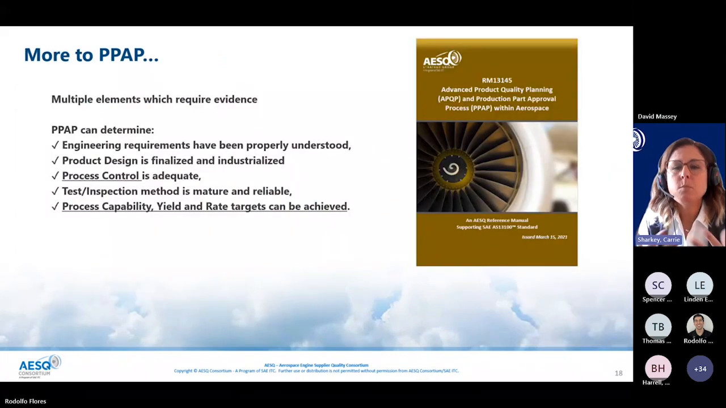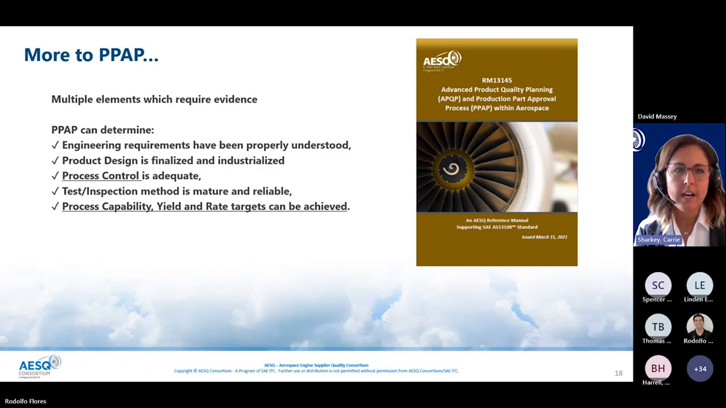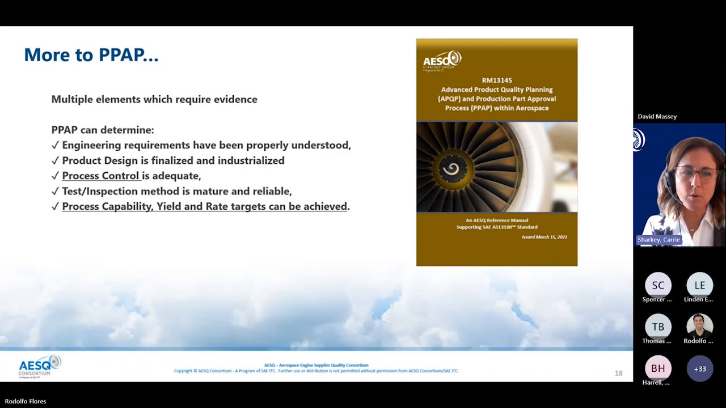There's just more to PPAP. FAIR is looking at your one piece, specific characteristics, and PPAP is looking at more. Of course, they both make sure you understand the engineering requirements and the product design, which you want to be absolutely finalized. PPAP looks a little more at process control over time, making sure it's adequate, and that your test and inspection method is mature and reliable, because it's over multiple pieces over a certain time frame.